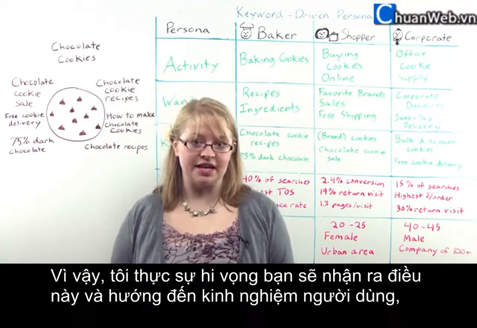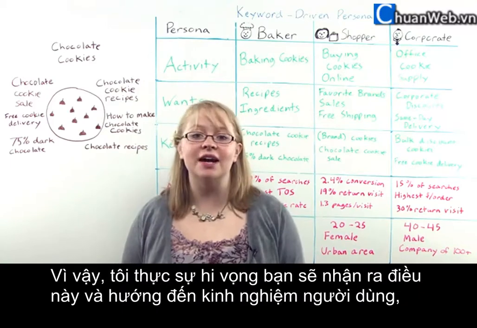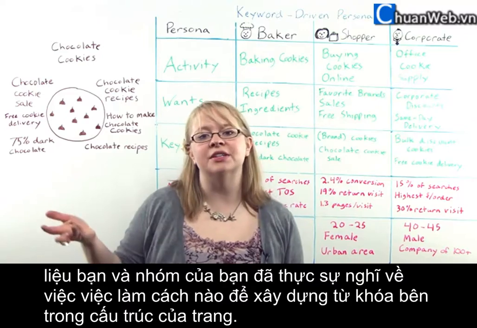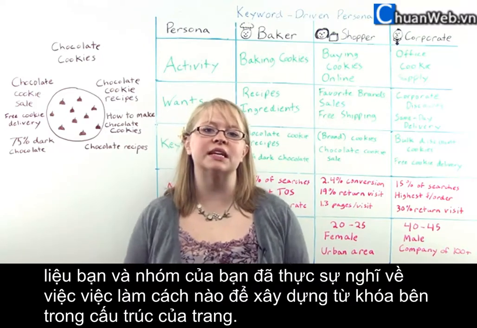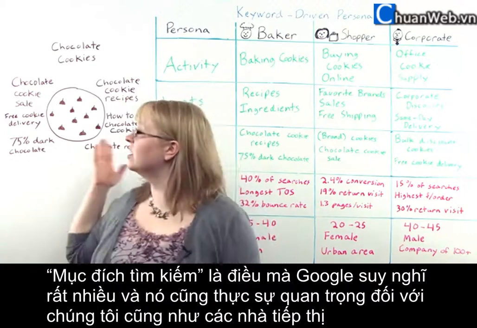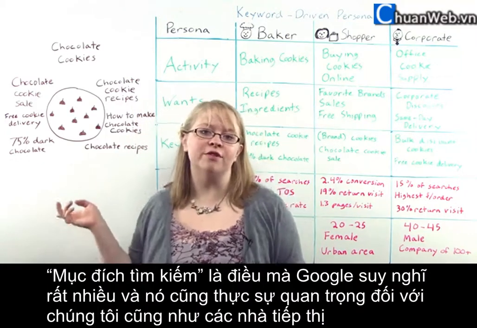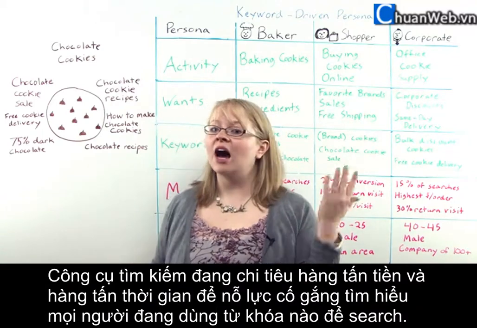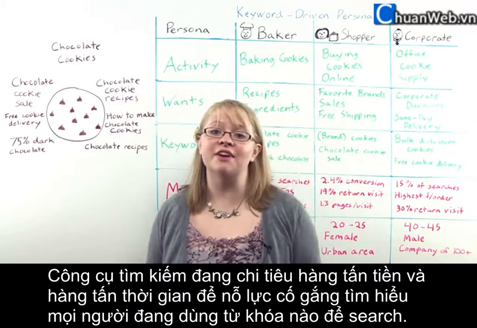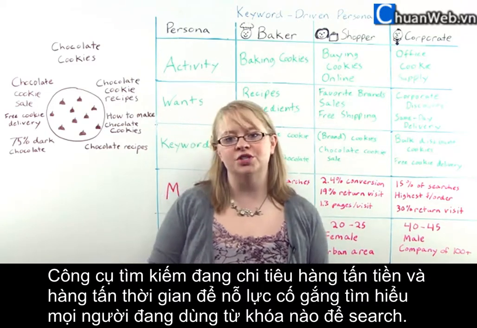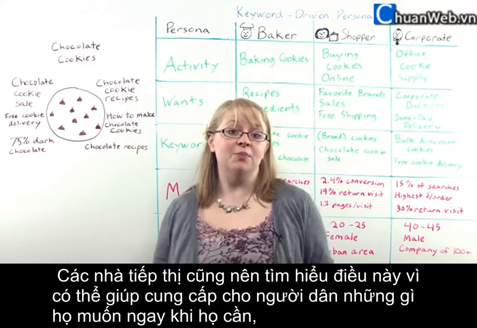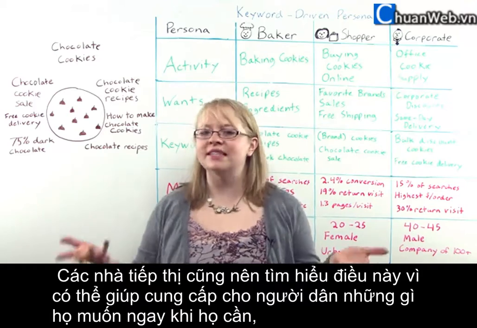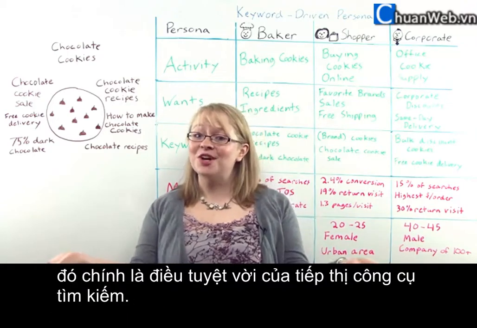So what I'm really hoping you will get out of this is to take it back to your UX and your IA teams and really think about how you can build keywords more into the bones of the site. One thing that Google is thinking a lot about, and that it's really important for us to be thinking about as marketers as well, is searcher intent. Search engines are spending tons of money and time and effort trying to figure out what people are searching for when they use a keyword, and it behooves us as marketers to do the same thing, because that way we can give people what they want when they tell us they want it, and that's the beauty of search engine marketing.